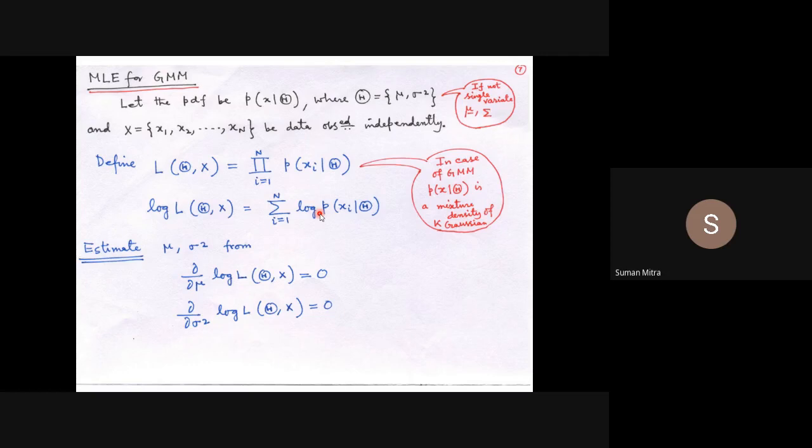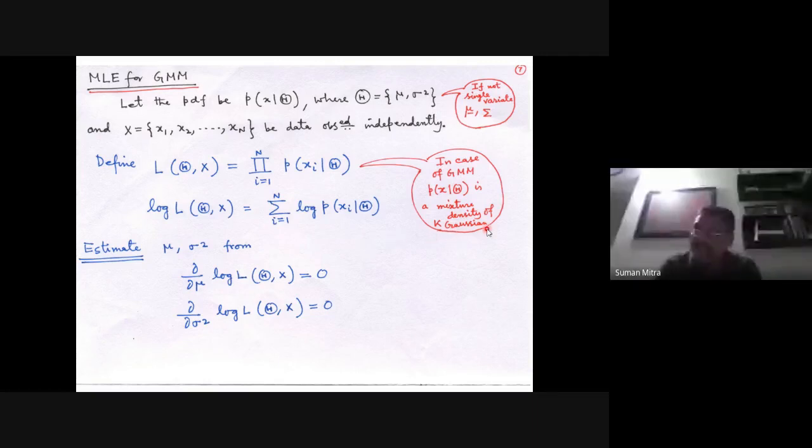Log of 1 by sigma. So what is log of 1 by sigma? Minus log sigma. Some constant times minus log of sigma. Then the exponent goes up, so we have minus half of (xi minus mu) by sigma, whole square. So it would be the summation from i equal to 1 to n of some constant minus log sigma minus half of (xi minus mu) by sigma, whole square.